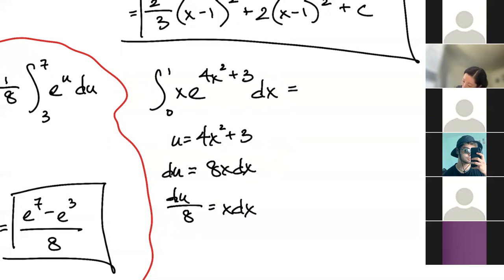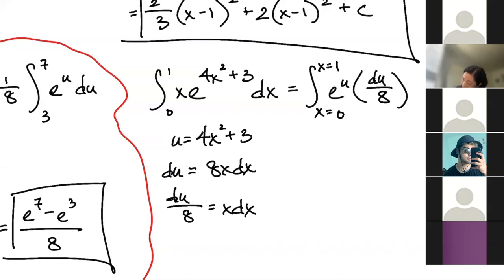And so what other folks tend to do is they'll do this. They'll say the integral from x equals 0 to x equals 1 of e to the u times du over 8. Okay. So in particular, they are very clearly saying that this is x equals 0 and x equals 1, not u equals 0, u equals 1. Okay, that small change makes all the difference.